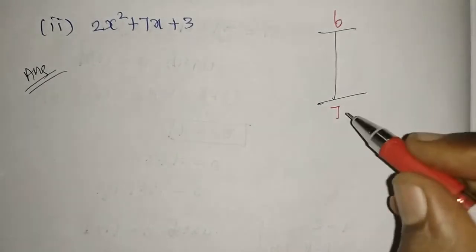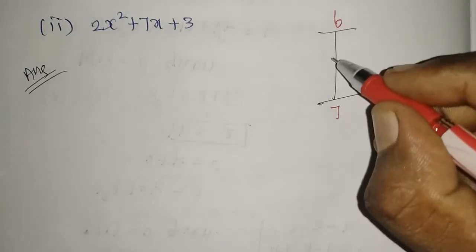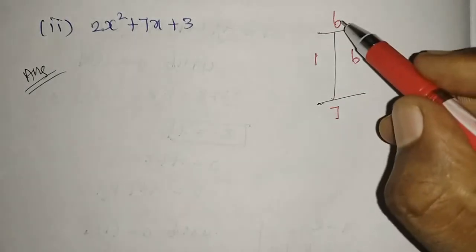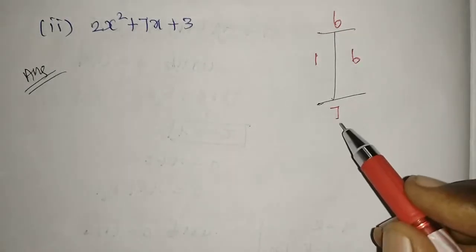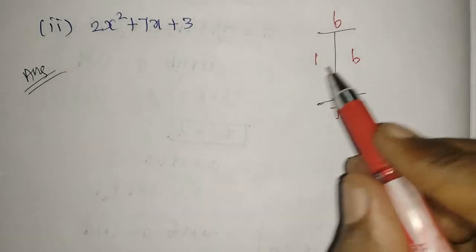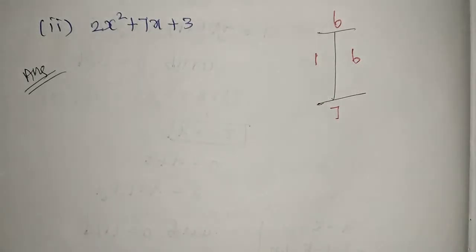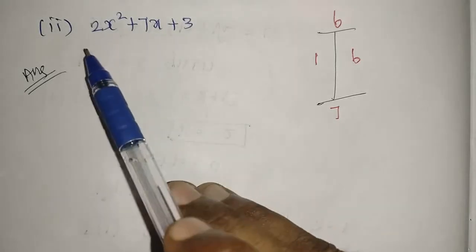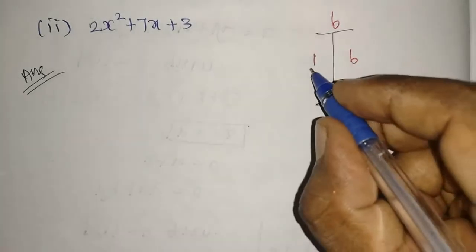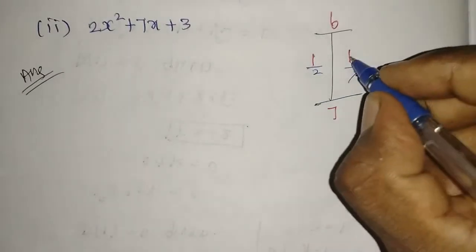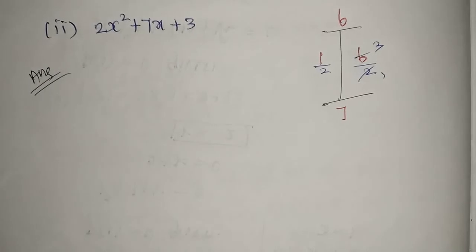Now what values will you give? You need a product of 6 and a sum of 7. 1 and 6 I'm giving. So the product value, 1 times 6 is 6, then the addition value we are getting is 7. Like that you should select the values. 1 and 6, or 6 and 1, both you can give, no problem. But here the coefficient of x square is more than 1, it means 2. The 2 you have to divide, so by 2 by 2. Now you can cancel 1 time, 3 time. That's it.